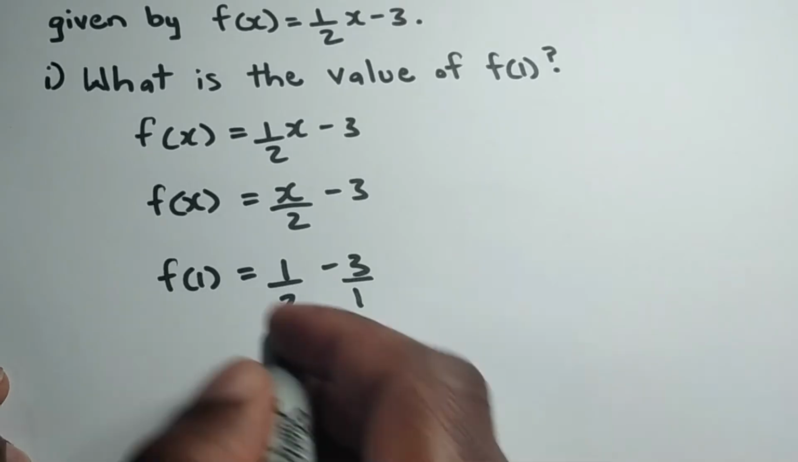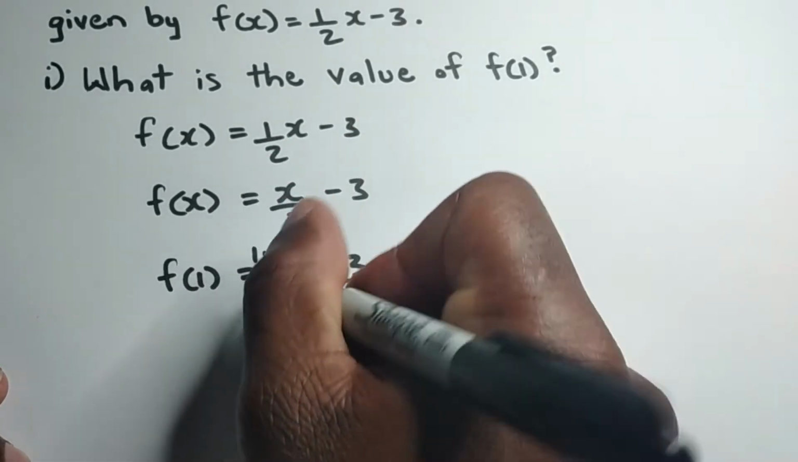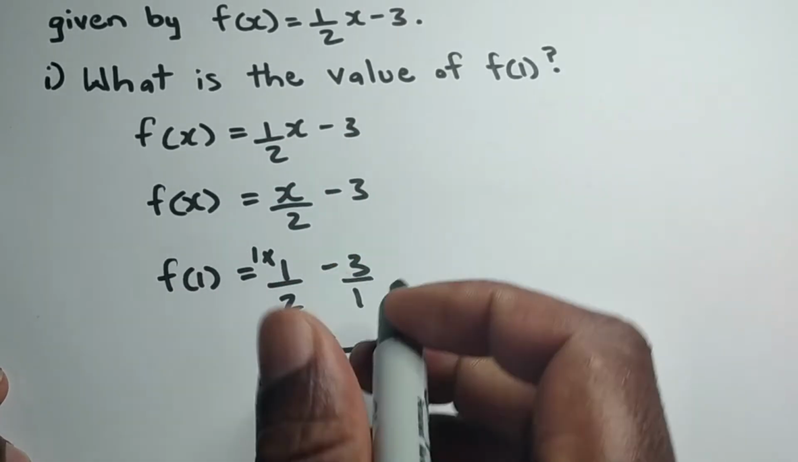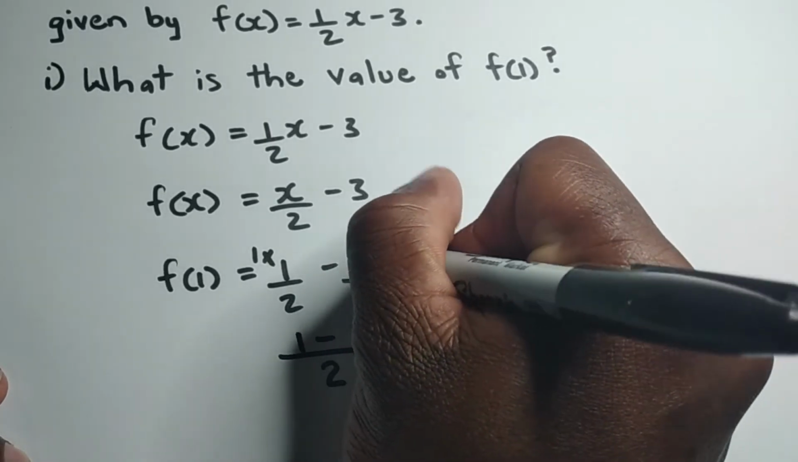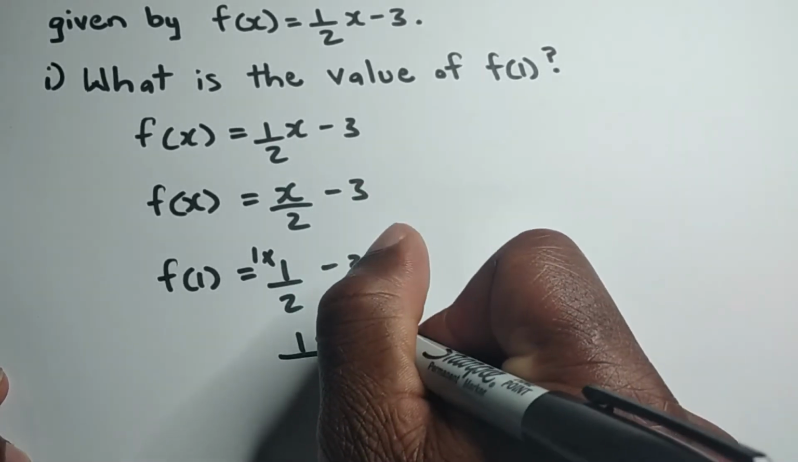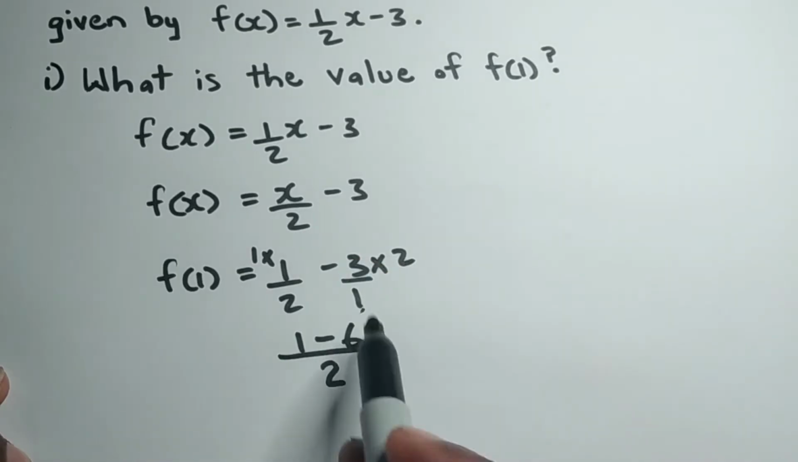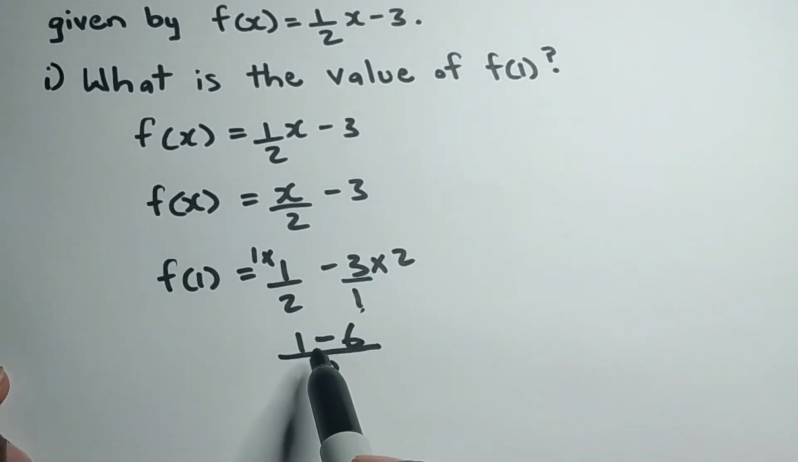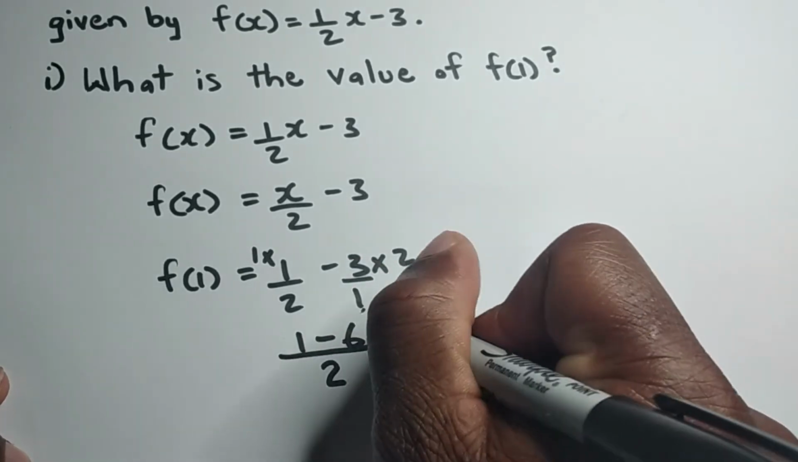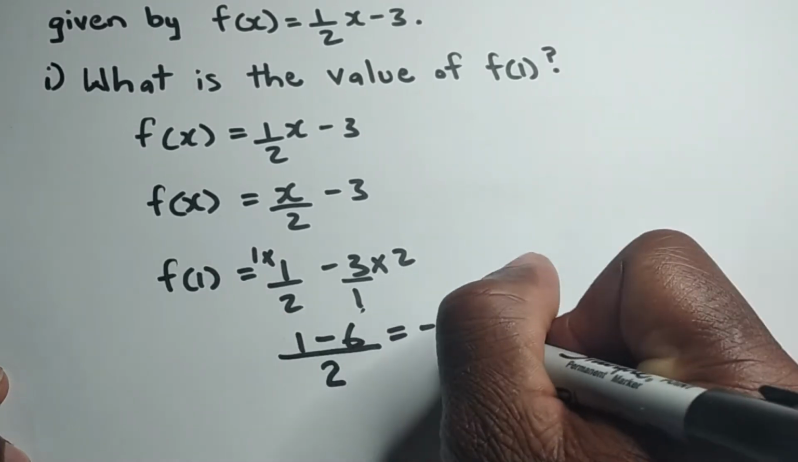So 2 into 1 goes 1 time. 1 times 1 is 1, minus 1 into 2 goes 2 times, 2 times 3 is 6. And here we have a little integer concept going on. So this will give us negative 5 over 2.